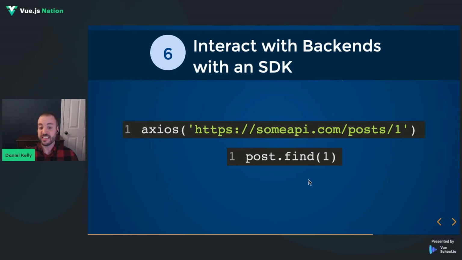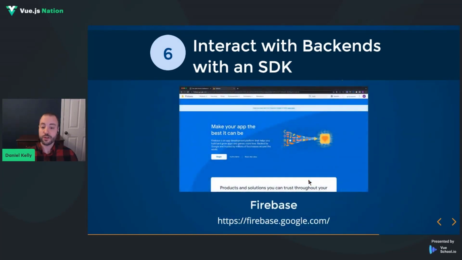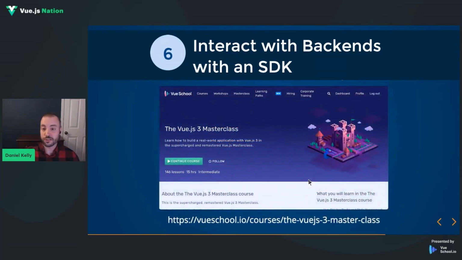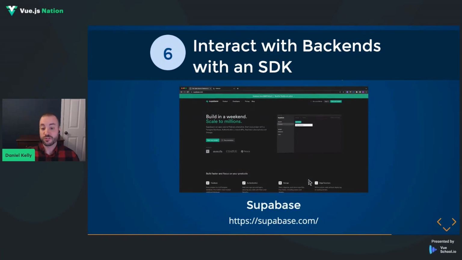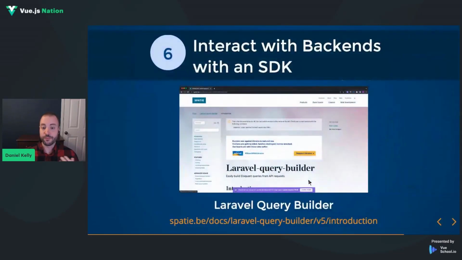Now, you could write these SDKs yourself, depending on your use case, but there's also a lot of backends out there who have these kinds of SDKs already built in for you. So one of those is Firebase. This is an excellent backend as a service solution. We use this in the Vue.js 3 masterclass at Vue School. There's also Supabase, which is an open source alternative to Firebase. And I really enjoy Supabase because it's a SQL database. It's Postgres SQL, but it works a lot like Firebase, with the relational database kind of model to it. If you're working with Laravel, there's this Laravel query builder package, which I won't get into, but definitely check it out if you're into Laravel.